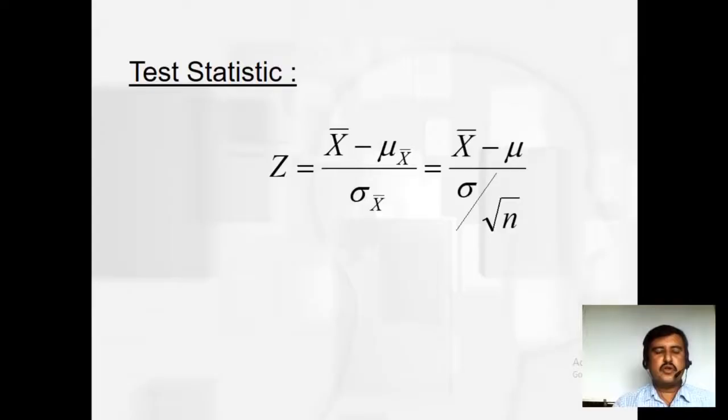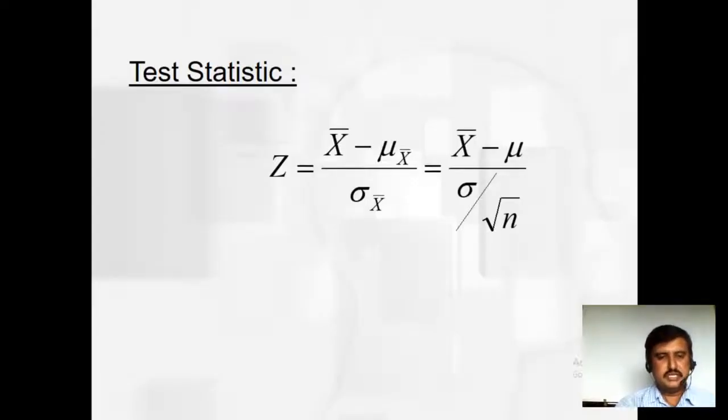In coming topics we have t value, chi-square value, and the F test. These are all we are going to discuss. Now here, for the test statistic we are taking z value, x bar minus mu by sigma by root n. After getting the z value, we will compare it with the table value. That means level of significance 5%, 1%. We have standard table values.